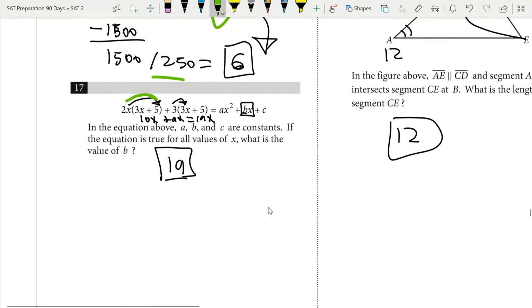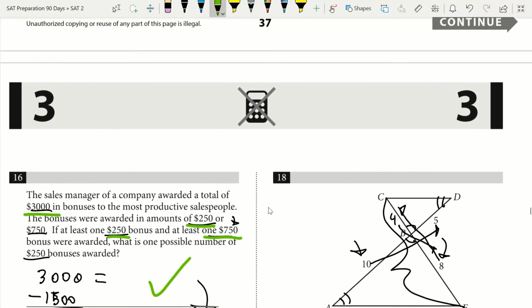Number 17. Asked to solve for b. I got 2x multiplied by 5. That's going to give me 10x. Then I've got 3 times 3x. That's going to give me 9x. 10x plus 9x is going to be 19, which means 19 is my correct answer there. That's checked.